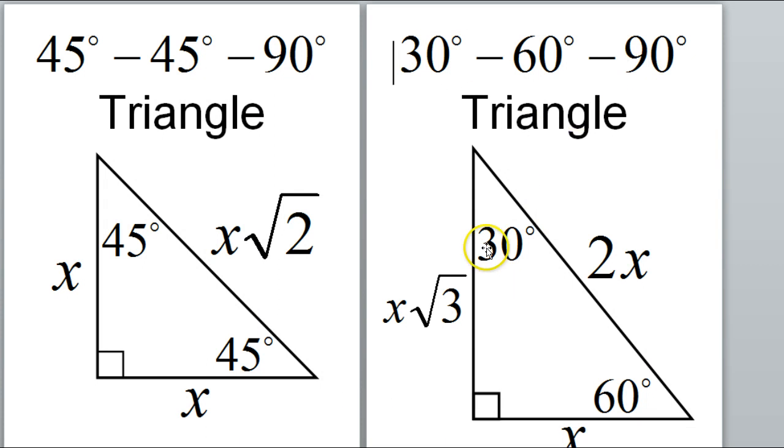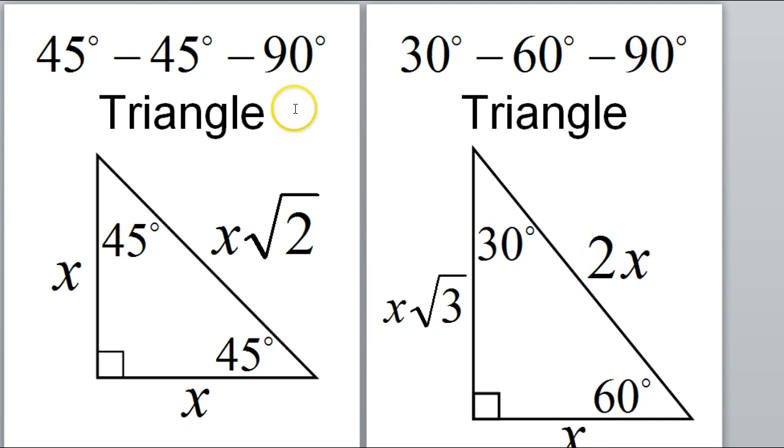On the other hand, you have your 30, 60, 90 triangle. Because we have these two different sized acute angles, we have two different size legs. So across from the small angle, the 30 degree angle, we have the short leg, which we will call X. And across from the larger angle, we have the longer leg. Whatever the short leg is, the longer leg will be that times radical 3, and whatever the short leg is, the hypotenuse will be double that.